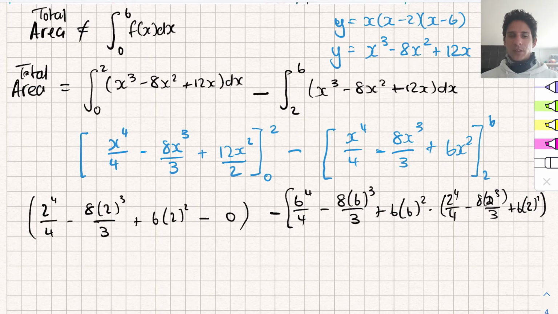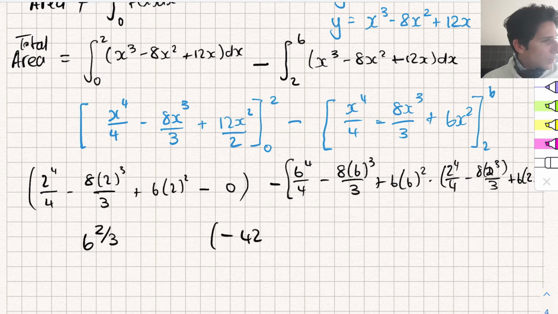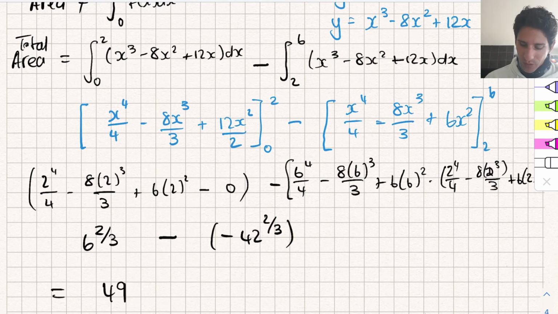Okay. Right, so we're going to punch all these into the calculator, and I believe for the first one we get 6 2/3. And for the second one, we're going to get negative 42 2/3. Okay? And you can see that if I take a negative and a negative, this is what's going to cancel out and give me the positive, and give me the total area of 49 1/3, and this is units squared.